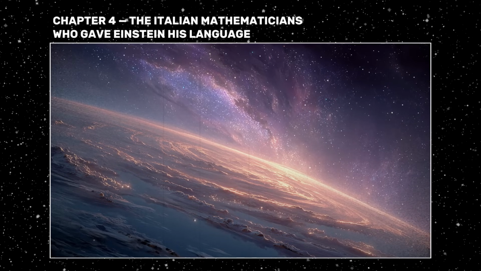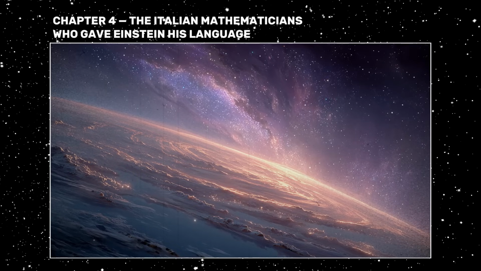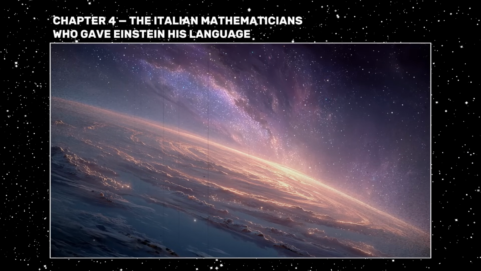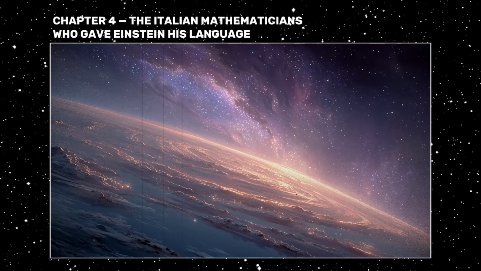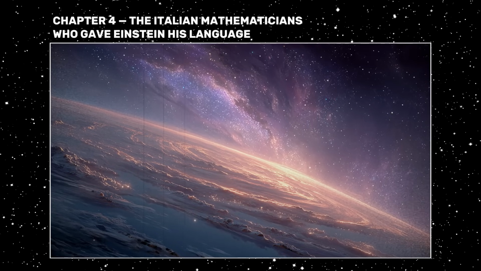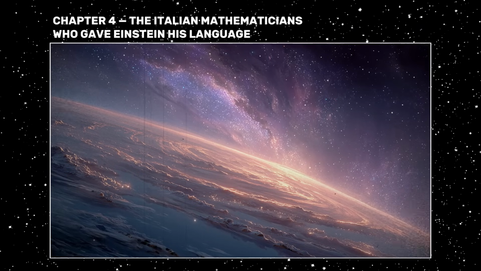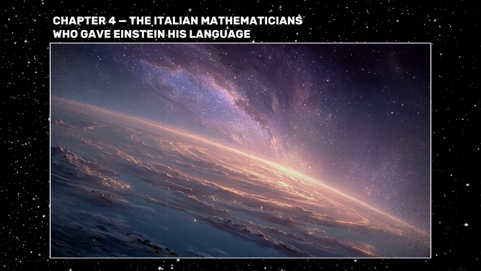And here's where the existential reflection belongs. The universe speaks a language that is not bound by culture, nationality, or time. Ricci and Levi-Civita did not invent that language. They uncovered a grammar that was always there, hidden in the folds of geometry itself. Einstein merely learned to use it.